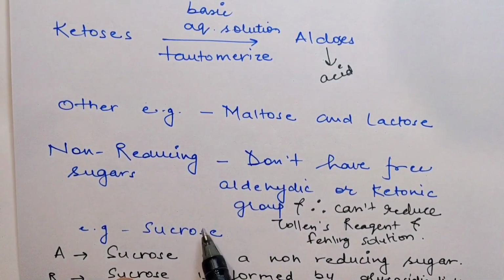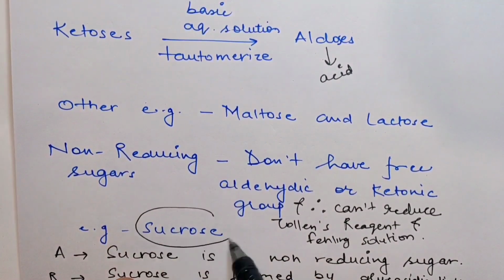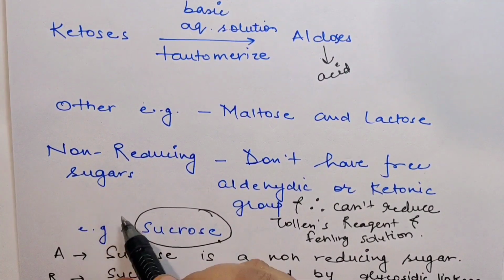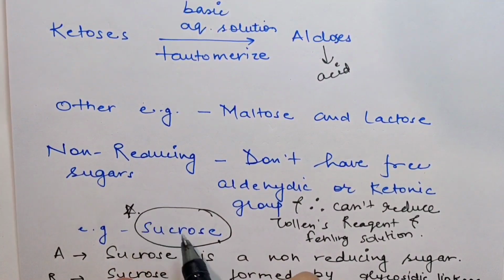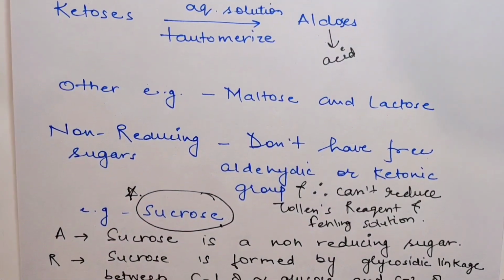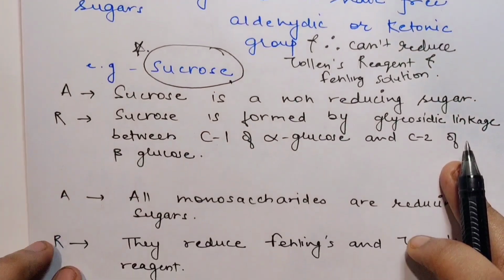Example of that, the only non-reducing sugar in your syllabus is sucrose. We will see why sucrose is a non-reducing sugar. But this is an important point to remember, that sucrose is a non-reducing sugar. Now there's an assertion reason based on it, but we'll do that a little while later. Till then, let's do this one.